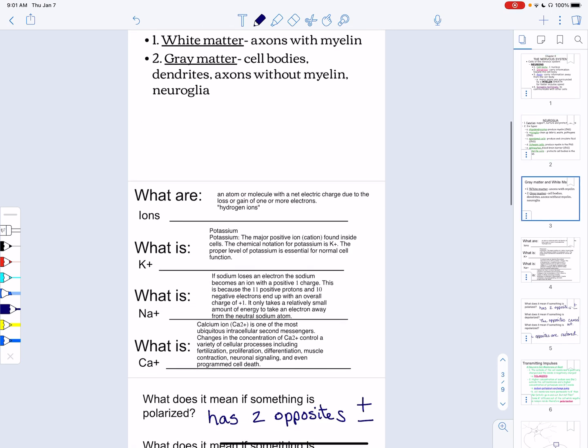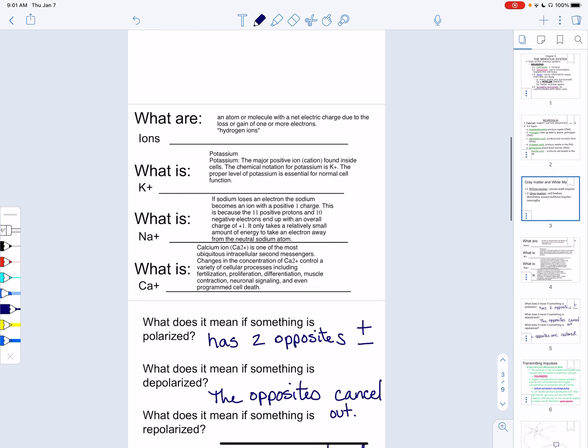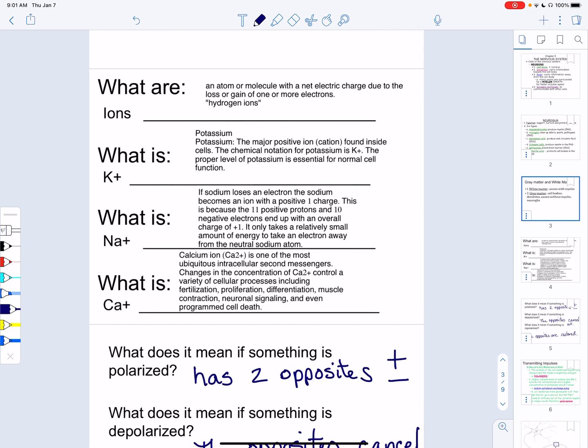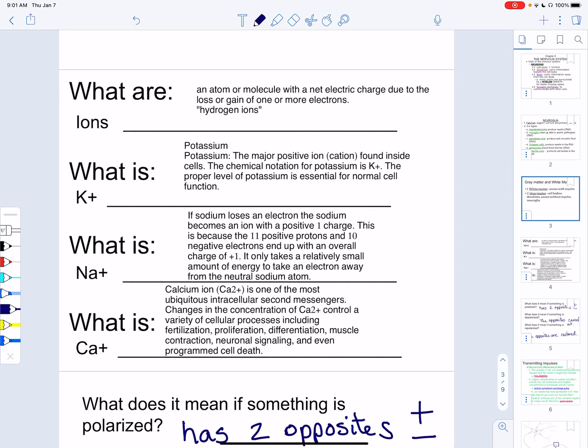I want to remind you, again, an ion is going to have a different number of electrons, and that is going to make it either positive or negative. We are going to be talking about sodium and potassium and calcium when we talk about the transmission of nerve impulses. Potassium is K, sodium is Na, and calcium is Ca. So when you see those letters, you now know what they are.